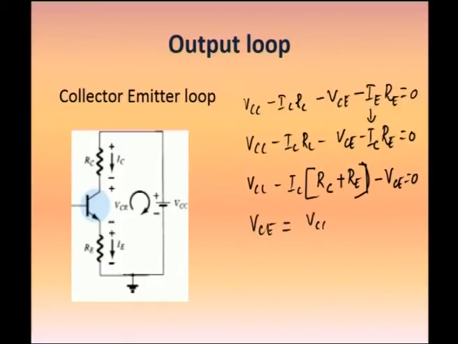VCE is VCC minus IC into RC plus RE. This is one of the equations from which you can obtain the operating point. When VCE equals 0, find out IC. When IC equals 0, find out VCE. From this equation, you can obtain the operating point.